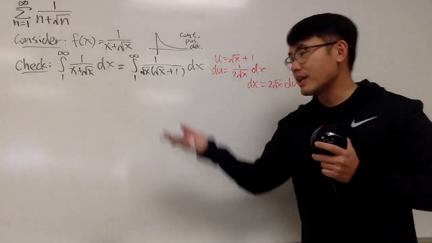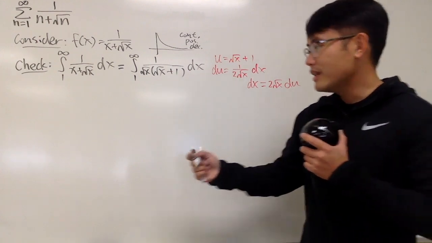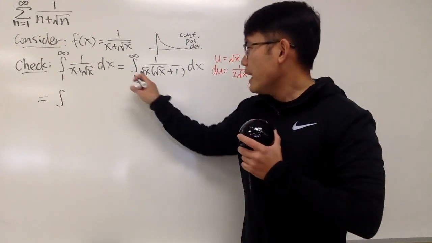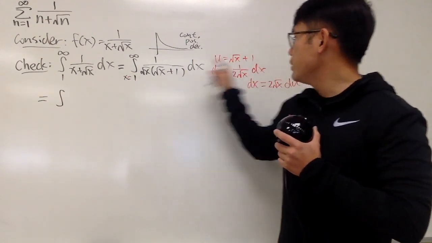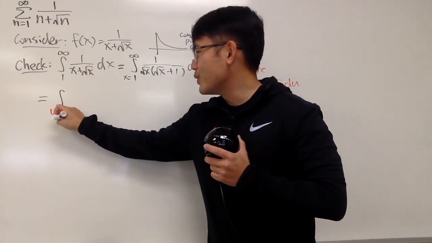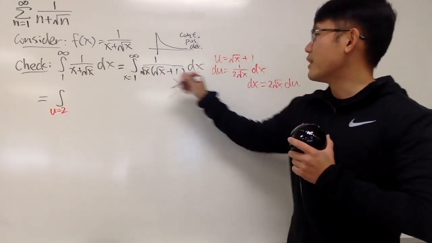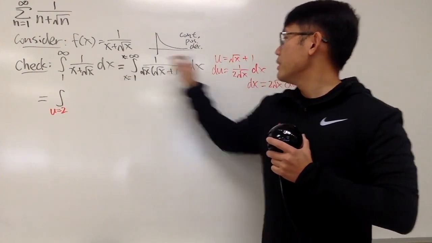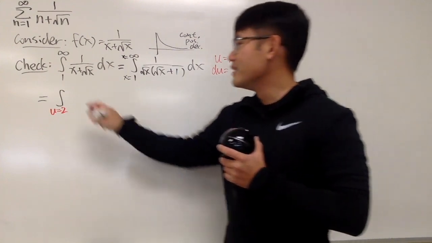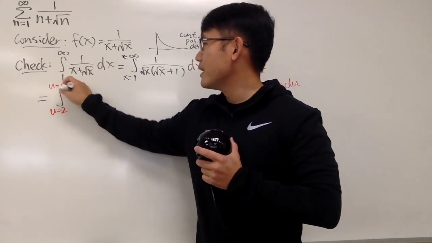And now we will take this to the u world, and we will see this is equal to the integral. When x is 1, put it here. Square root of 1 plus 1, we get 2. So u will be going from 2. Put infinity to here. Then we get infinity in the square root, which is infinity plus 1, is still infinity. So u goes to infinity, like this.